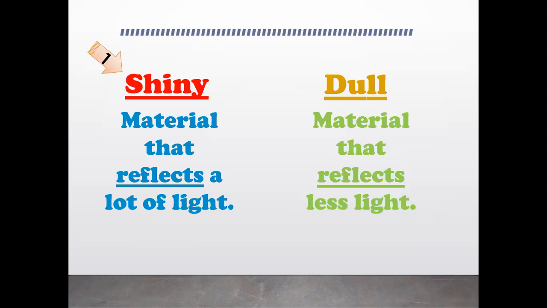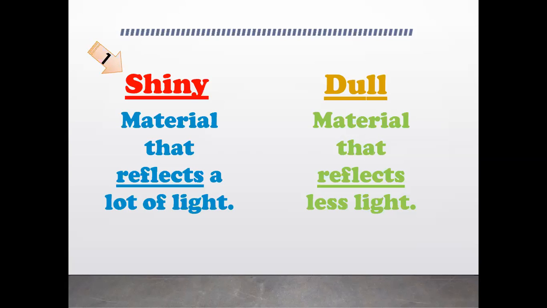What does it mean by shiny and dull? Shiny is a material that reflects a lot of light. You will find it making a shine, the light is reflected from it. But dull means a material that reflects less light. And we took a lot of examples about it.